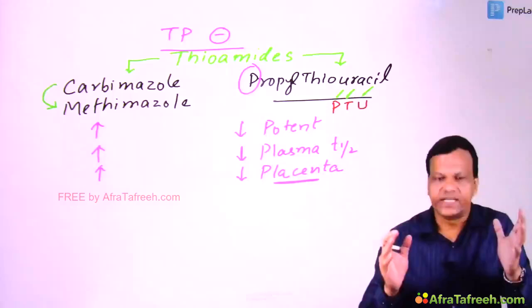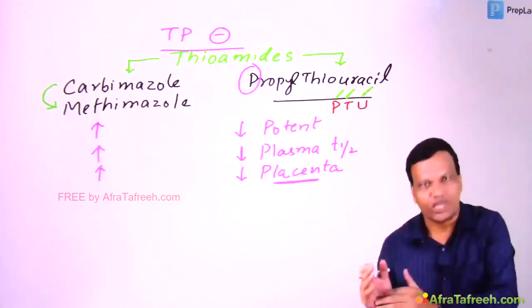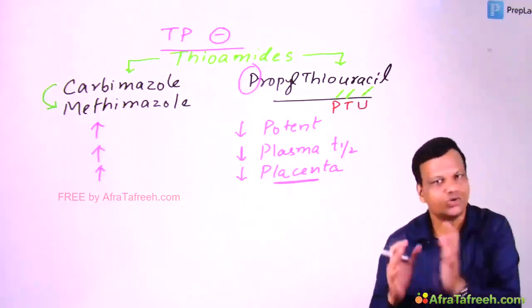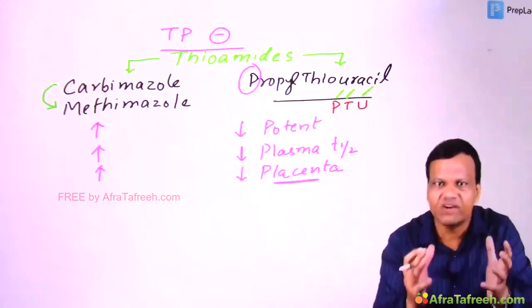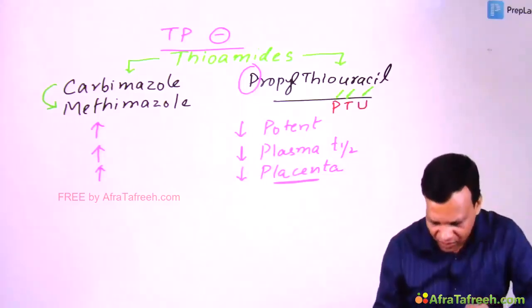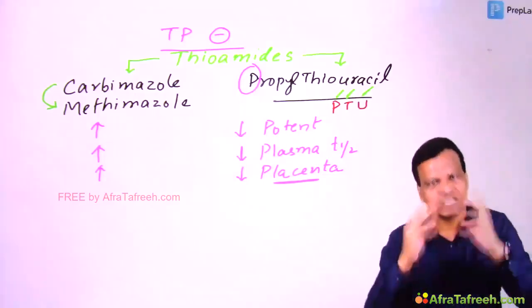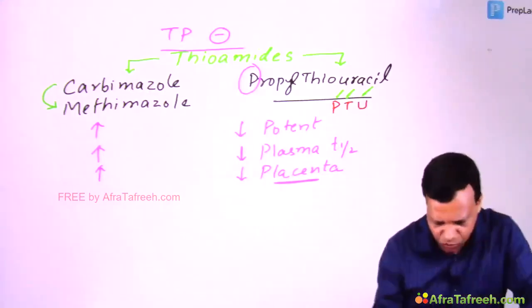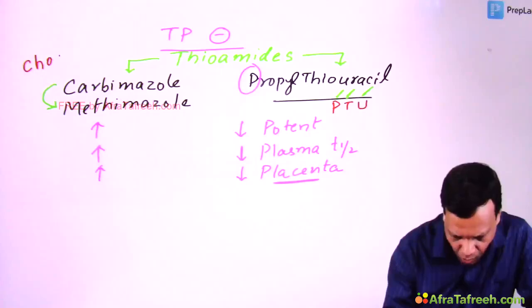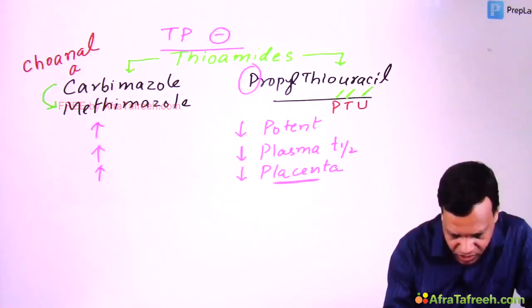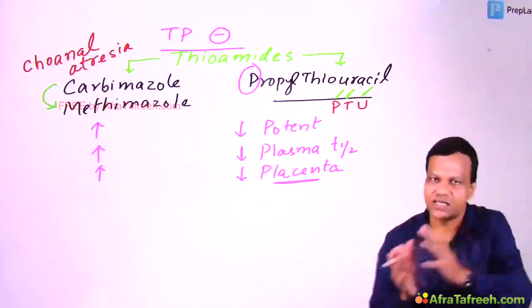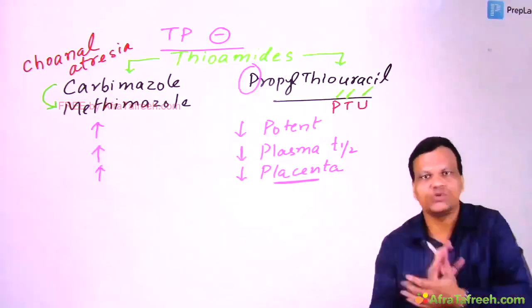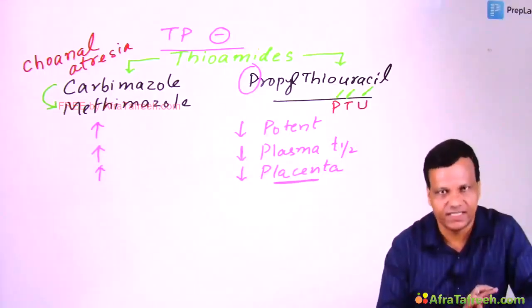But all three drugs, carbimazole, methimazole, propyl thiouracil, can cross the placenta. PTU has less chance, others have more chance. So if they cross the placenta, the baby may develop some congenital malformations, and very commonly the MCQ asks which congenital malformations are seen, and most importantly you need to remember choanal atresia. So these drugs can cause choanal atresia if we use them in pregnancy. All three drugs. PTU less chance, other two have more chances. So PTU is preferred in first trimester of pregnancy.